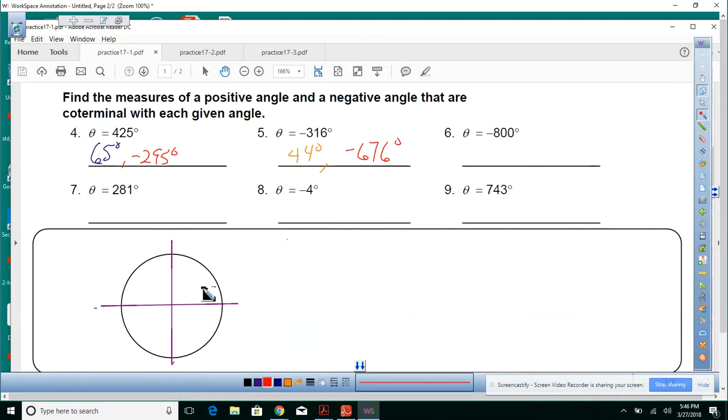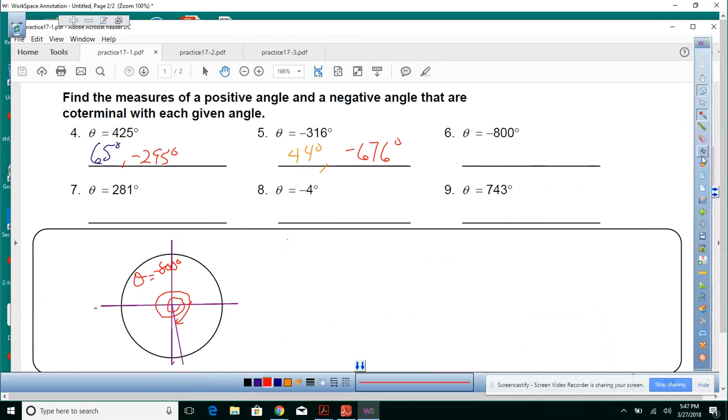So 800 degrees, negative 800. If we go around once, that's 360, around twice, that's 720, and then 80 more degrees, that's not a whole lot less than 90 degrees there. So we'll say that's going to be right there. So that is theta equals negative 800 degrees. Okay, there's my terminal side there.